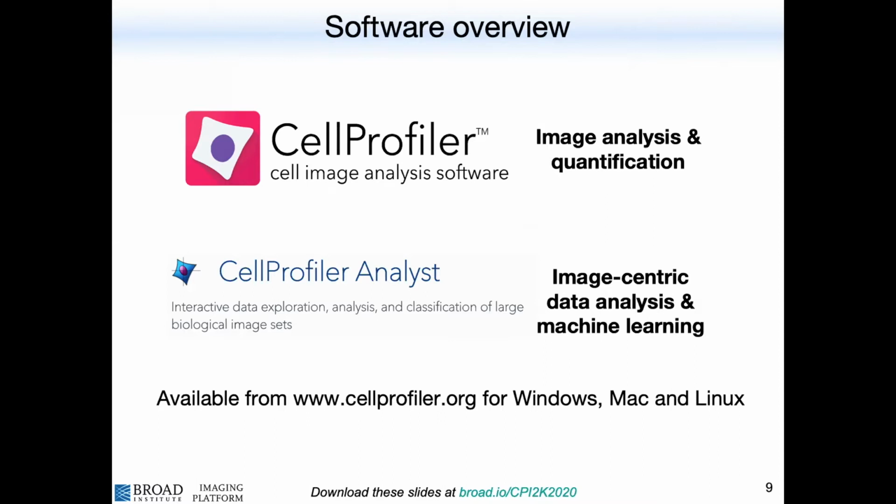CellProfiler is designed for image analysis and quantification. It's designed to take an image and turn it into a series of measurements from the objects that are present inside it. Once all of that data is extracted, CellProfiler-Analyst is designed to help you look at comparisons between different treatment groups or different wells in your experiment. And it allows you to see what is going on in your data in an interactive way. Both are free, open source software available for Windows, Mac, and Linux.